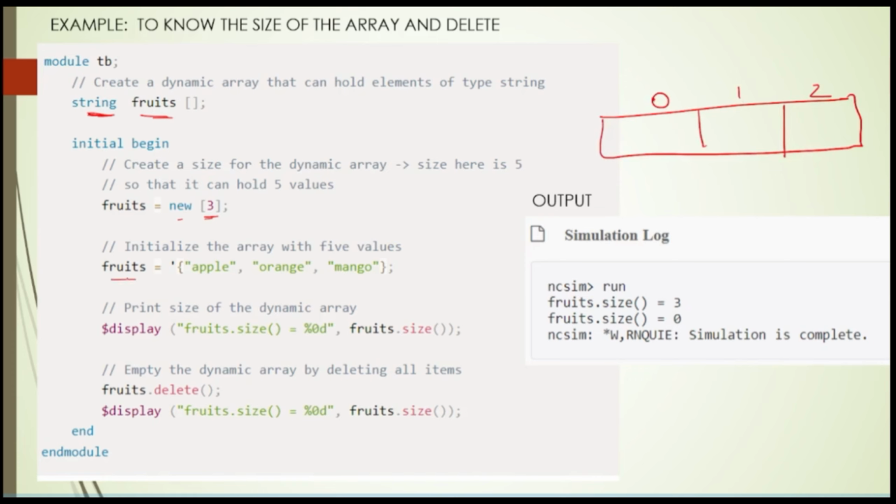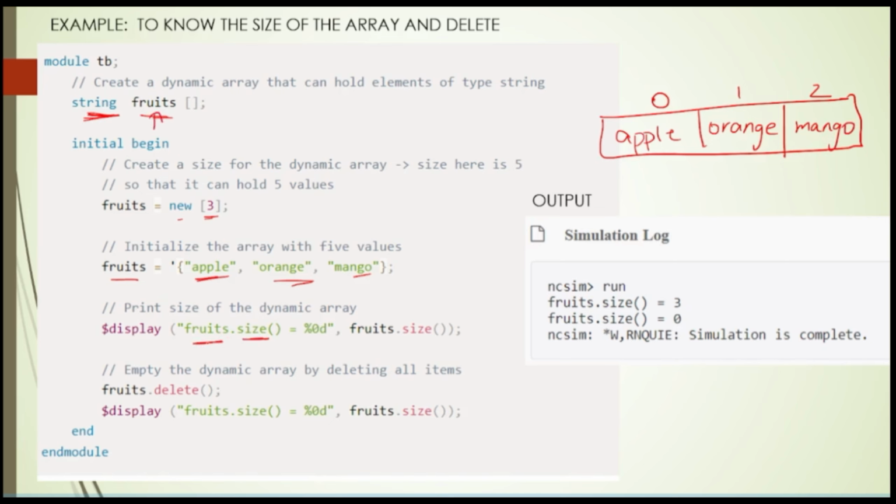Now within these memory locations, what I am assigning are the names. Because it is of string data type, I will be having names. So within the double braces, individual. Now in this 0, apple will be stored, orange will be stored, and then mango will be stored. Clear? Now I want to display the size of this fruits variable.